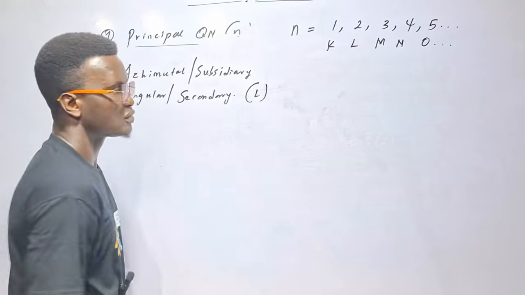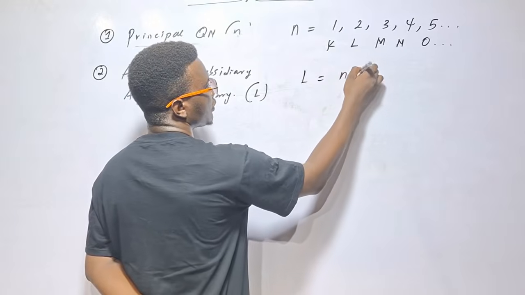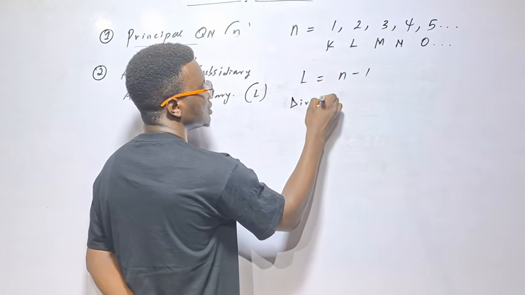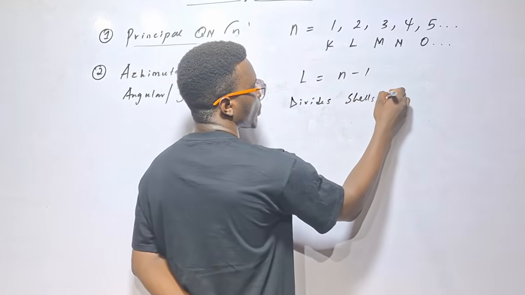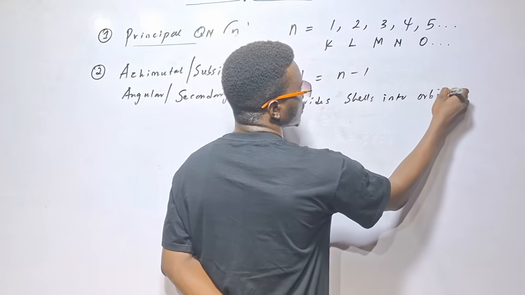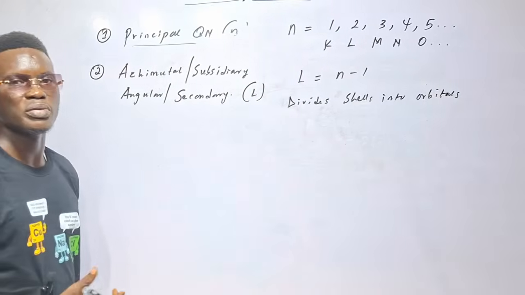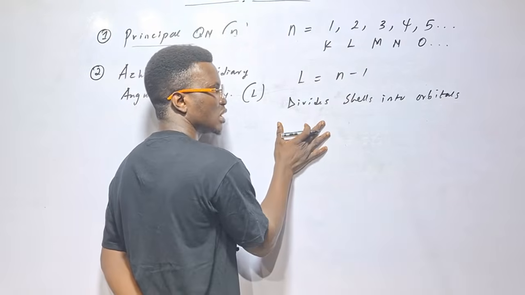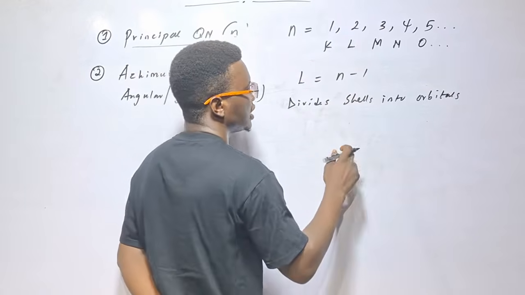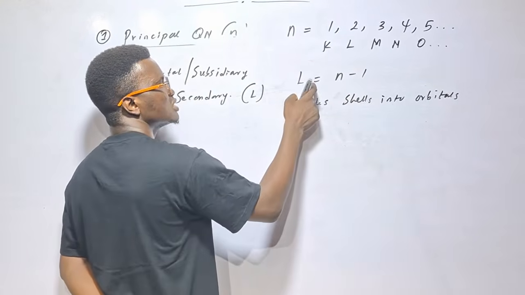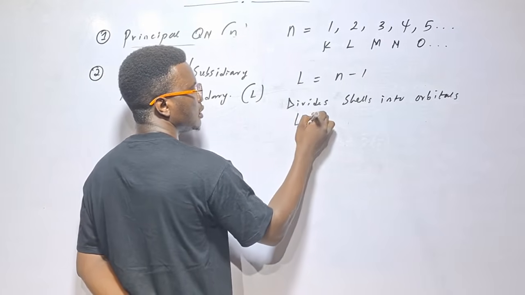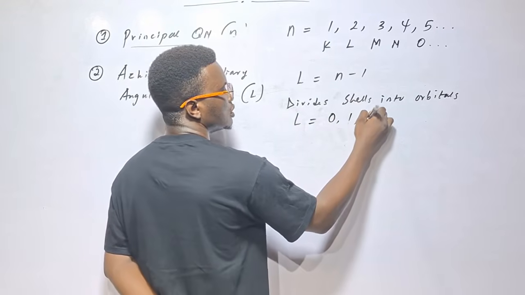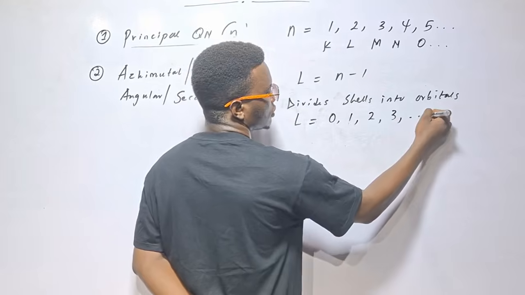That's the symbol. And this L has a value of n minus 1. So what does it talk about? Azimuthal divides shells into orbitals. So all these shells are divided into orbitals. So what are those orbitals that we have? K was divided into a particular orbital, L is divided, M is divided. But let's see how it's done. So this is saying that L can have a value of, just note this first, 0, 1, 2, 3, and so on.